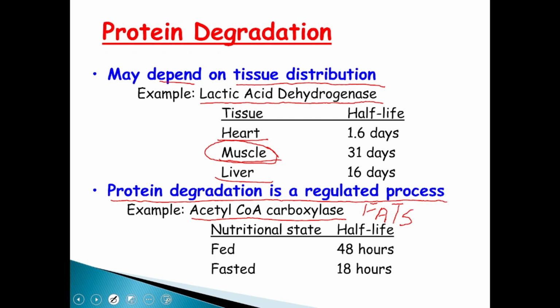Now, fats are made when we have had a good meal, when we are in a well-fed state. So this enzyme has a half-life of 48 hours when we are in a well-fed state. However, because in fasting there are not enough molecules to make fats, the half-life of this enzyme reduces when we are in a fasting state. It is only 18 hours. So depending on whether we are fed or we have not eaten, that determines the lifespan of the enzyme. Remember it as a concept that depending on how much the function is there for that protein, it determines how long that protein will stay in the cell. Okay?